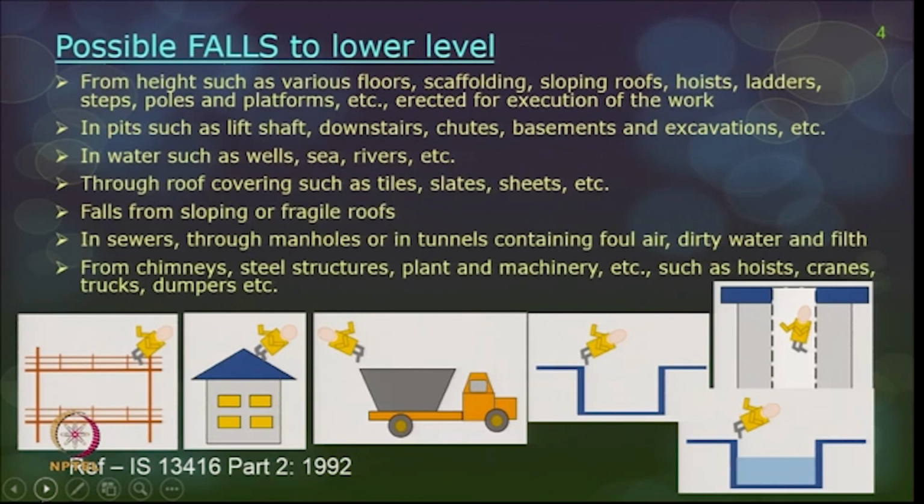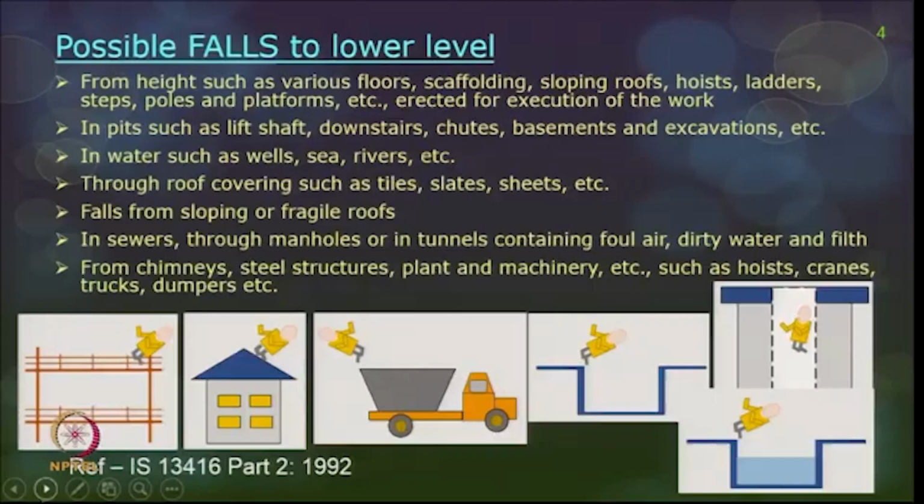Okay. So, what are the possible falls to predominantly a lower level, not on the same level? Now, we are really talking about the falls. There is an IS code which has given a very big list of the possible falls to a specific height or a lower level. So, from height such as various floors or scaffolds, sloping roofs, hoists, ladders or poles, platforms, etc., which are all erected for execution of the work.